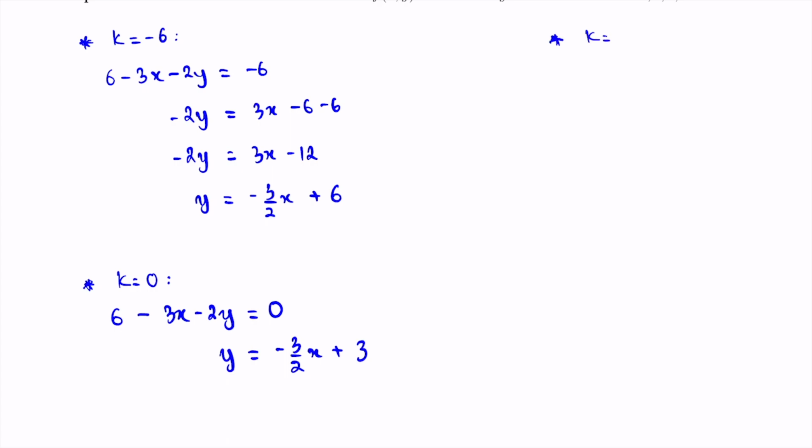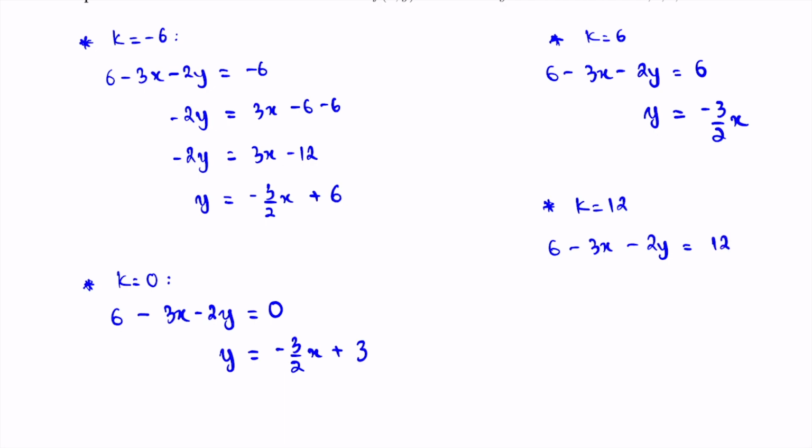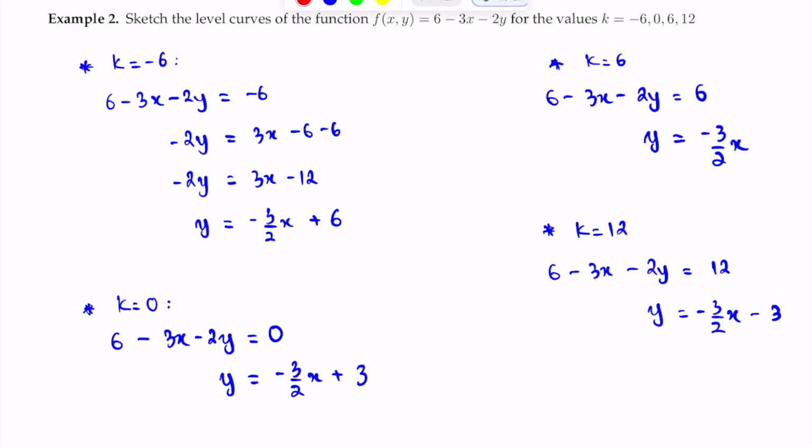When k is equal to 6, you have 6 minus 3x minus 2y equal to 6. Therefore, y is equal to negative 3/2 x. When k is equal to 12, you have 6 minus 3x minus 2y equal to 12, and then you solve for y in terms of x, you get negative 3/2 x minus 3. So all of these values of k will help you produce a set of equations of lines. Those are the level curves of the surface of the form 6 minus 3x minus 2y.